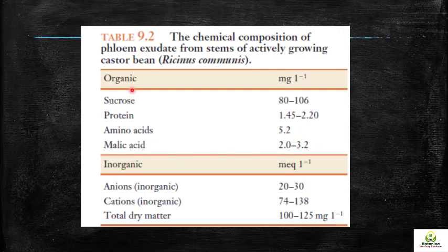Along with the organic molecules, there are also inorganic compounds measured in milliequivalents: anions like 20 to 30, cations 74 to 130, and the total dry matter is 100 to 125 milligrams per liter. So this is the overall composition of the phloem exudate from Ricinus communis.